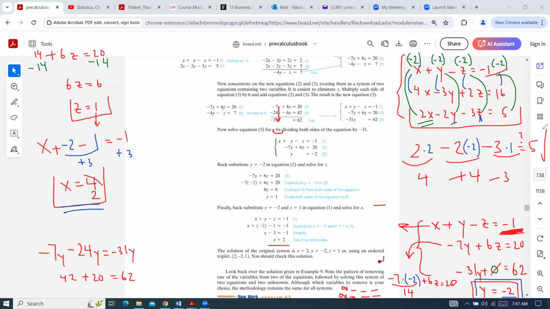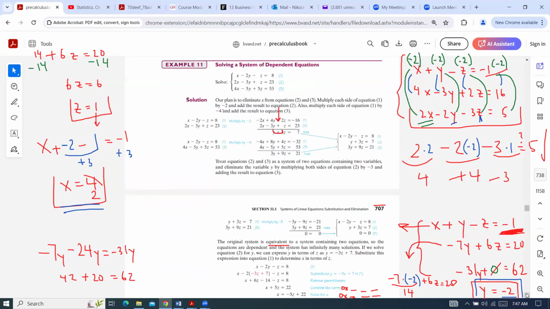It always feels good when it checks. It doesn't feel very good if it doesn't check. It means you need to double check all of your calculations. There's some little mistake involved. That's something that we should do in case we didn't get it right.